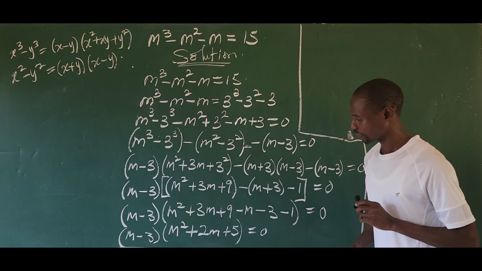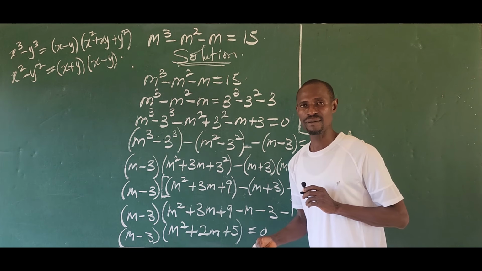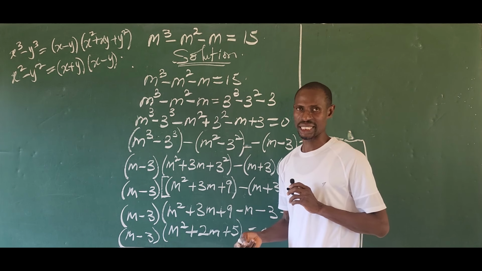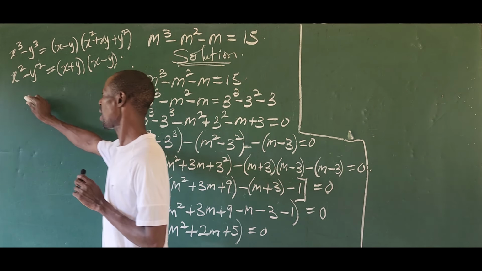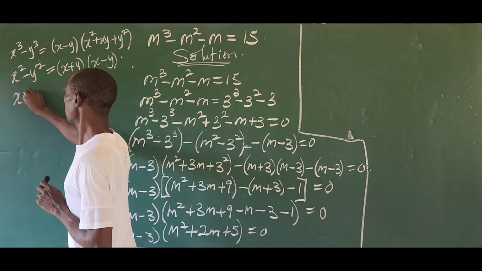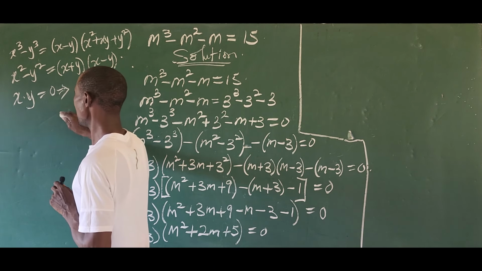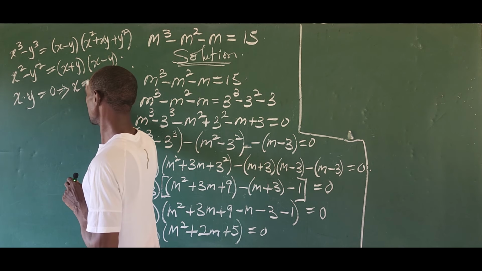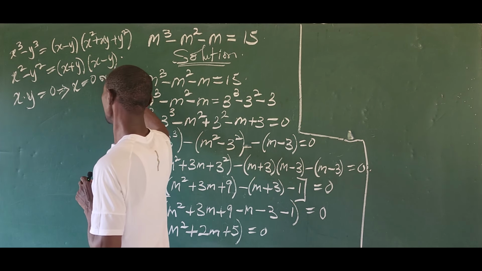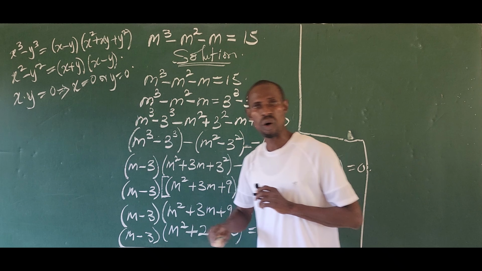So let's continue on this side and see what this gives us. In this regard, we have what is called the zero property. The zero property says that if you have x times y equals to 0, this implies that either x is equal to 0 or y is equal to 0. This is what we call the zero property.